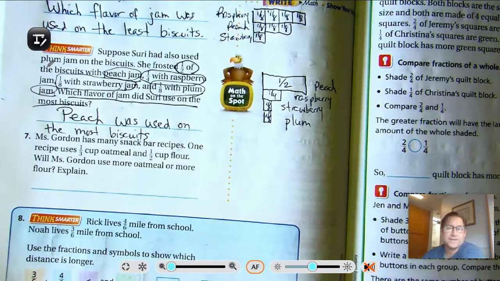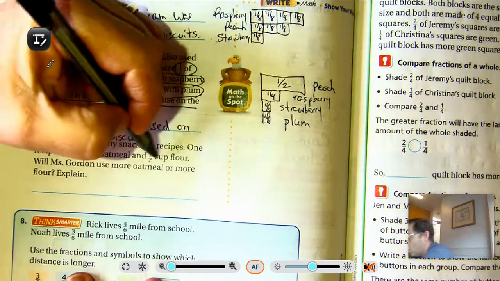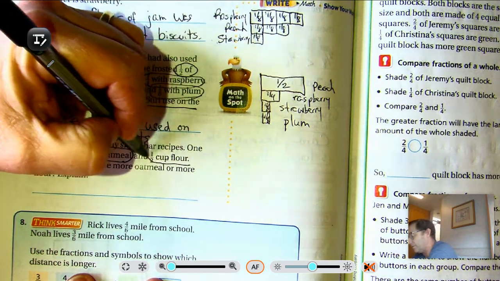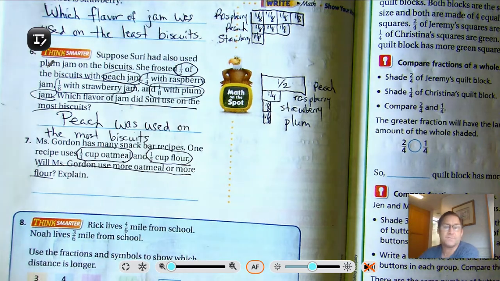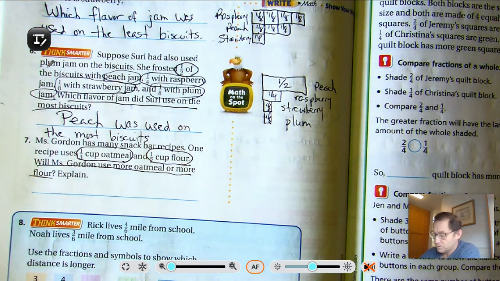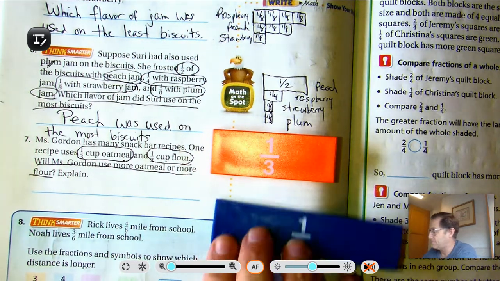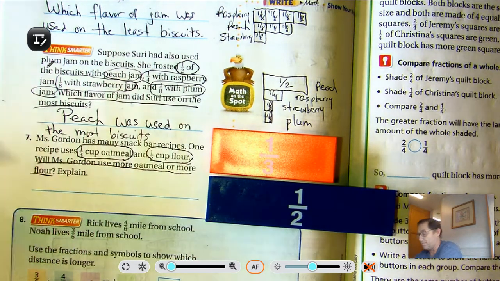All right, Ms. Gordon has many snack bar recipes. One recipe uses 1/3 cup of oatmeal and a half cup of flour. Will Miss Gordon use more oatmeal or more flour? And explain. So if we want to visually look at that, we have a 1/3 cup of oatmeal and we have a half cup of flour. Which one's longer? The half cup of flour, the half fraction tile. So she's going to use more flour.